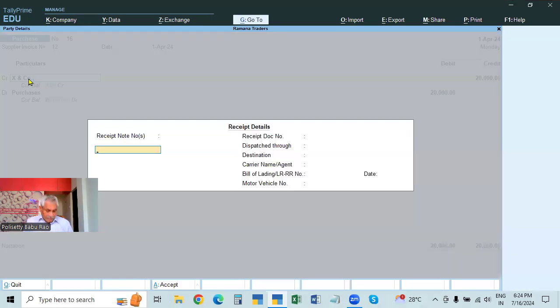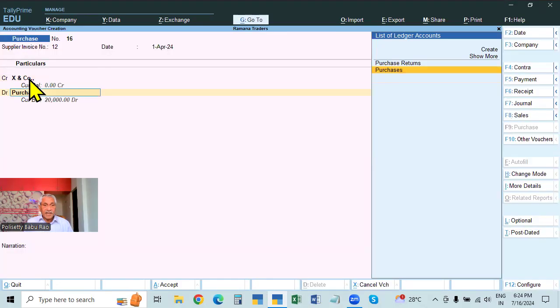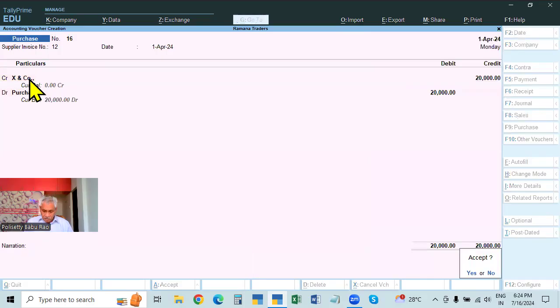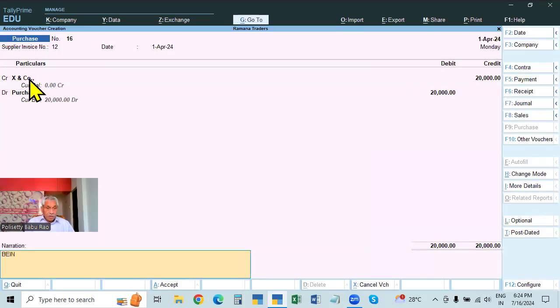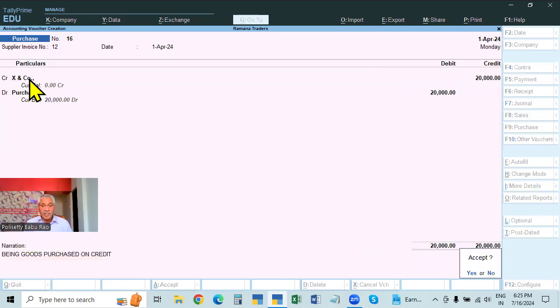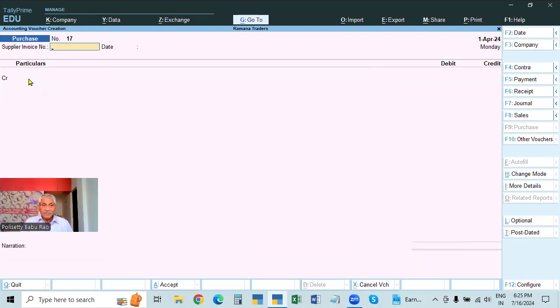Okay, here, completed, and purchases here. What we did, being goods purchased on credit. Goods purchased on credit. Okay, and then, so this is the double entry.